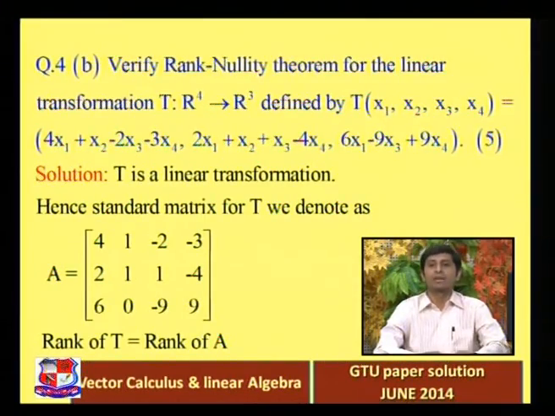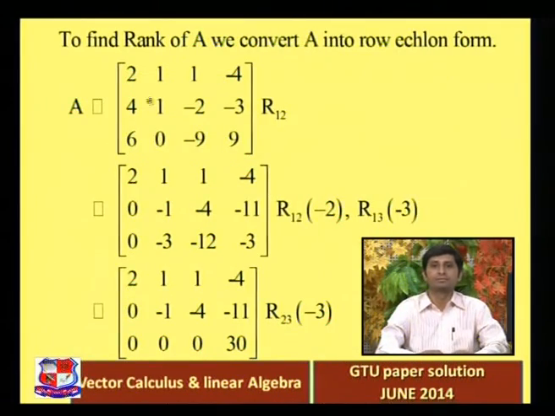To find nullity of transformation T, what is the meaning of nullity? Dimension of the null space. That means how many basis vectors are in a null space, that is exactly our nullity, right? So first of all we convert this matrix into a row echelon form, and the number of non-zero rows is our rank of the transformation. Okay, so let's see, this is our matrix, standard matrix A.